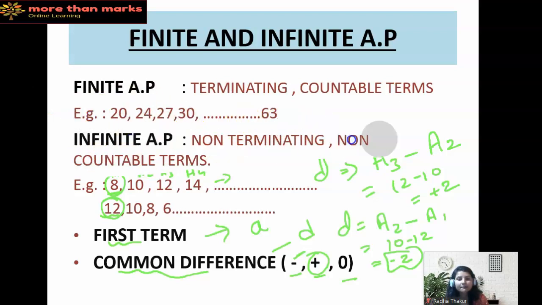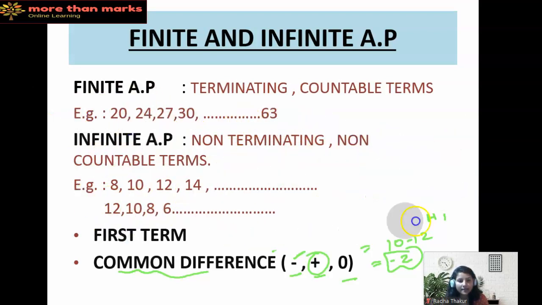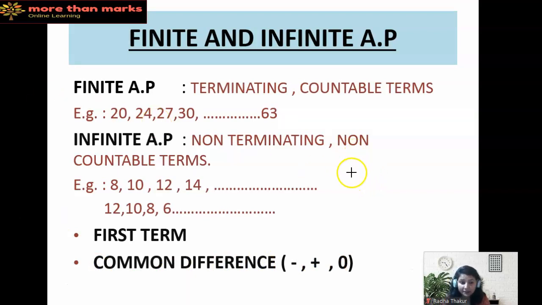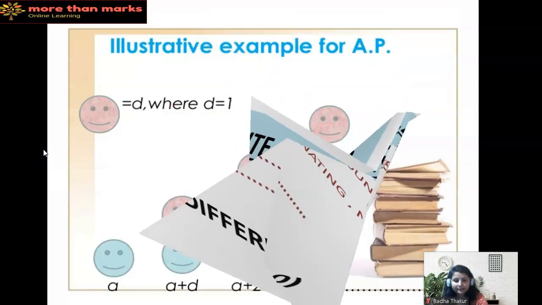Can you give me an example of an AP which has difference 0? Yes, in the previous slides we considered one. We had taken an example of a series, that is 3, 3 and 3. In this case, what is D? 3 minus 3, that is 0. So the difference can be 0 also. Fine. I think all these things are clear to you. Now let's move to the next slide.